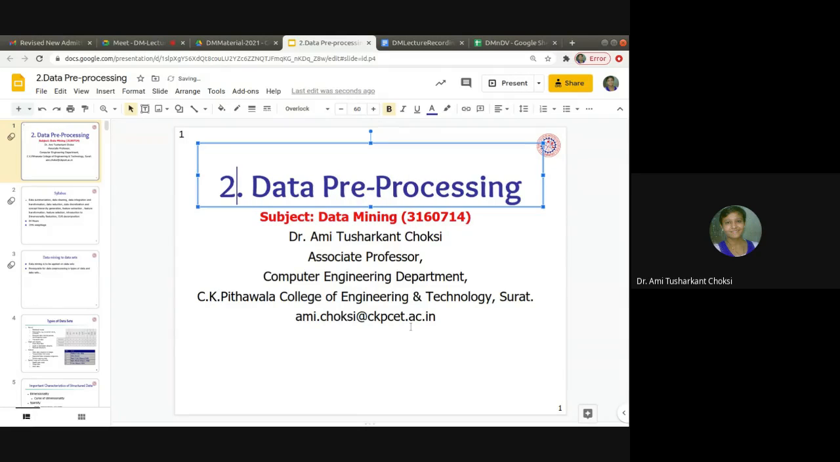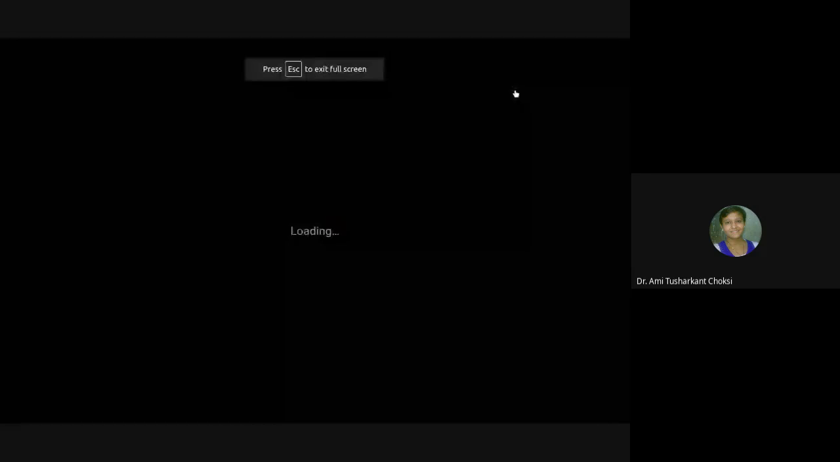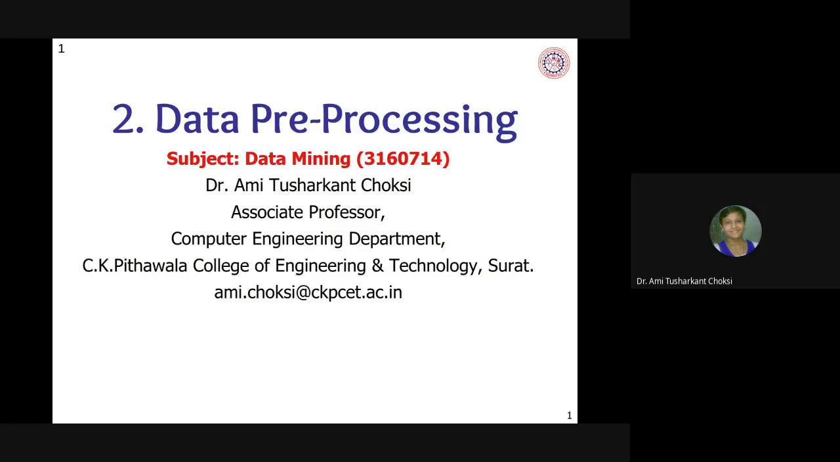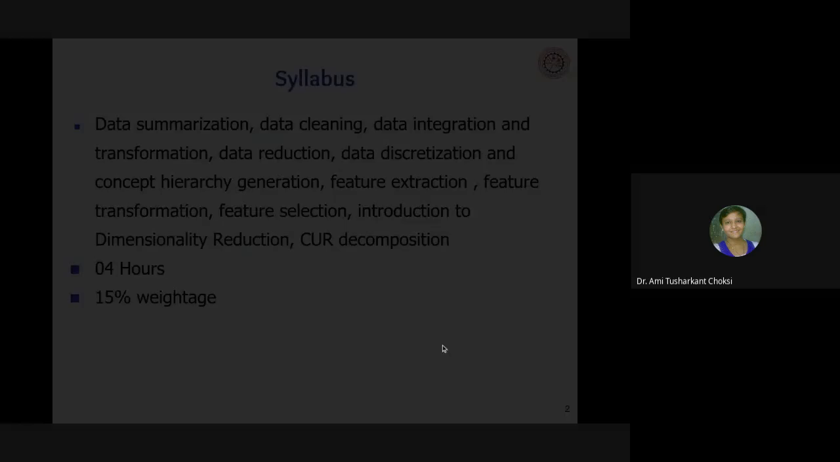Second chapter, right? Okay, so what do we want to study? Good morning. We are learning our subject, that is data mining 3160714. In that, we want to study module 2, that is data pre-processing, right? We want to pre-process the data. That is, before applying any data mining algorithm, we have to pre-process. Now, what sort of things are we doing in pre-processing? That's what we are interested in knowing, right?